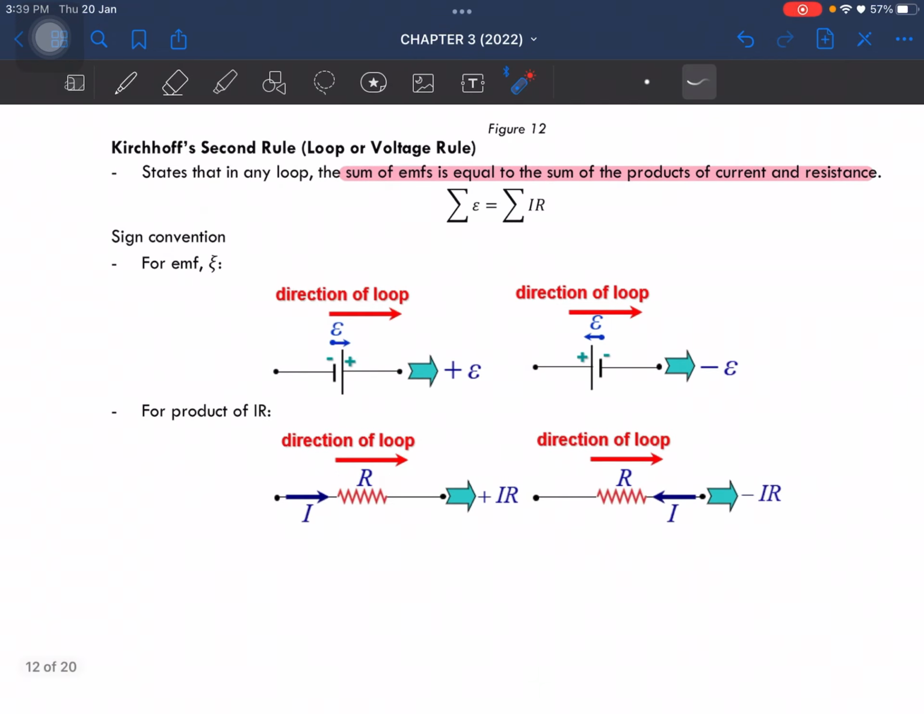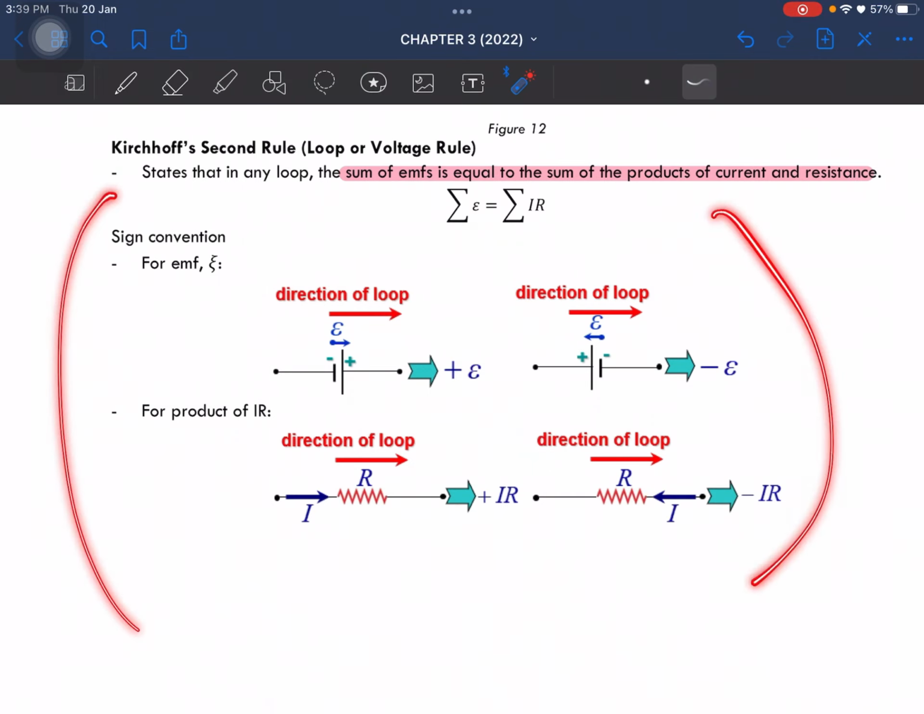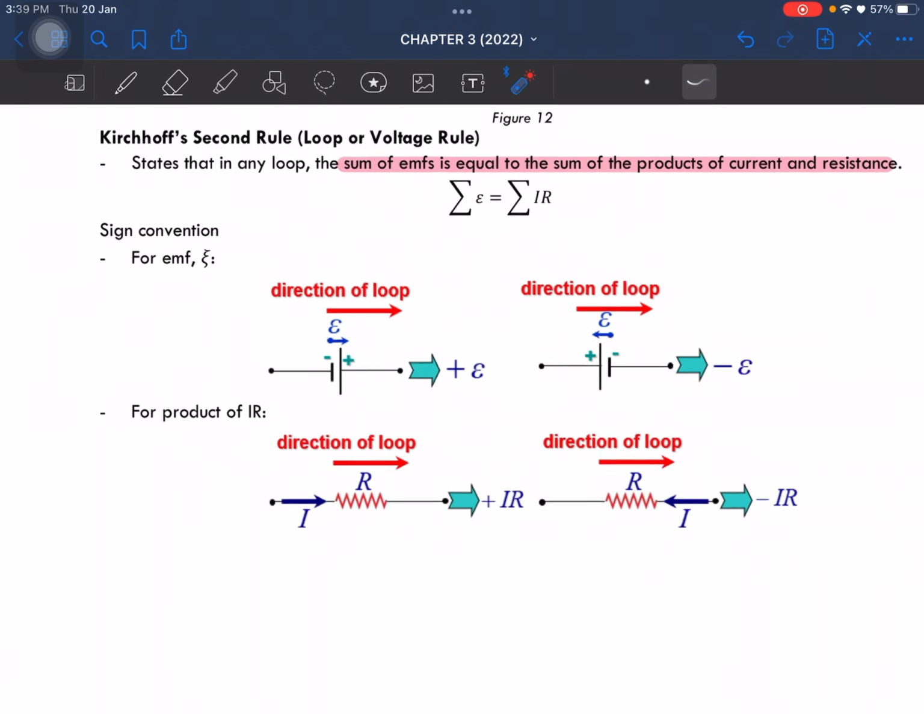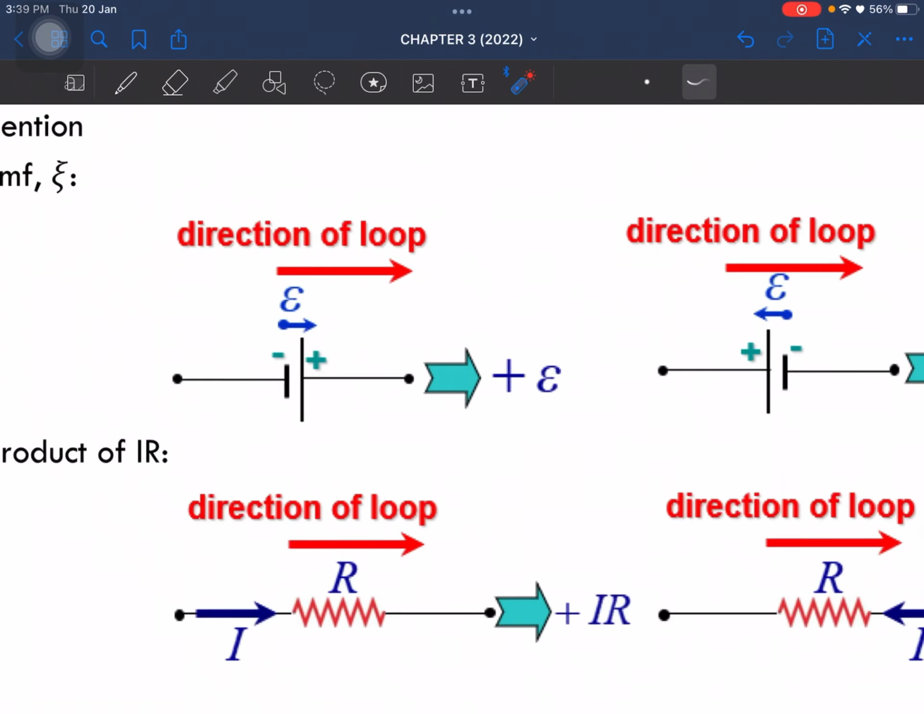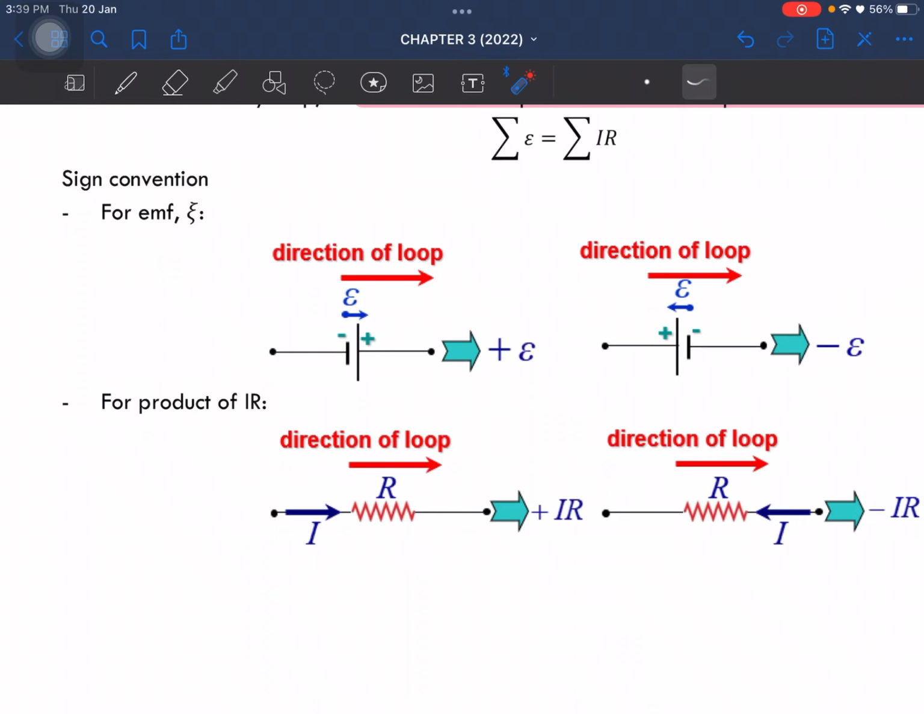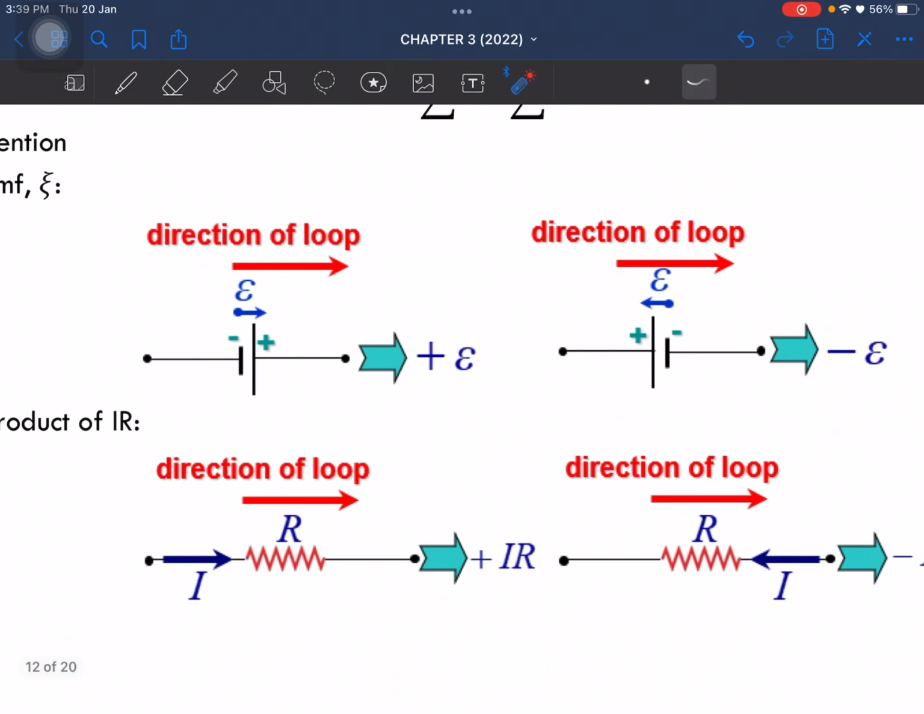Okay, so make sure you are able to memorize the sign convention. For EMF, if the direction of the loop is similar to the direction of EMF, so EMF moves from the negative to the positive terminal. Remember, EMF goes from negative to positive terminal. If they are equal to the direction of the loop, then the EMF will be positive. If the direction of the loop is opposite to the EMF, say the EMF is going to the left and the direction of the loop is to the right, it will be negative. You will write negative in that equation.